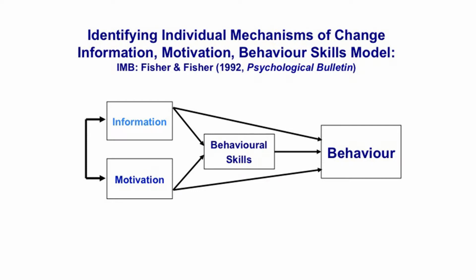So this framework can help us decide what are the mechanisms of change that our intervention is going to focus on. So let's consider information for a moment. The food that we buy, for example, in supermarkets comes with lots of information on it. So do you know the answers to some simple questions about, let's say, a standard sized chocolate bar?